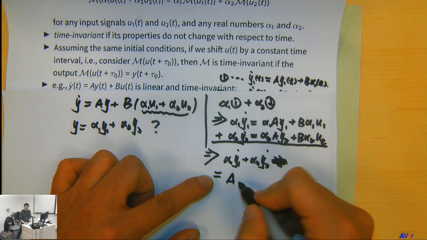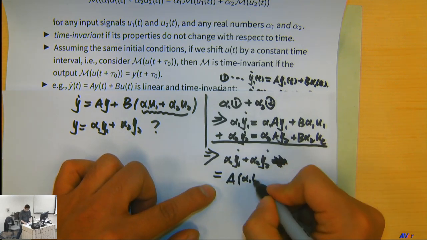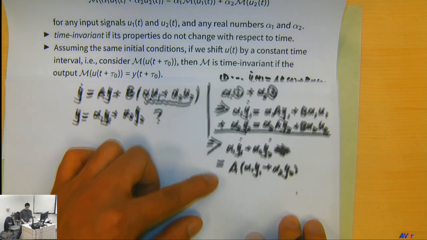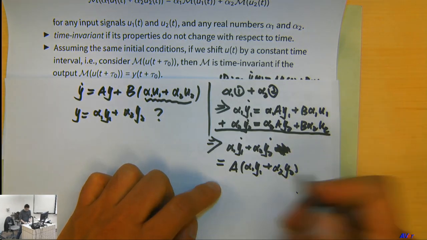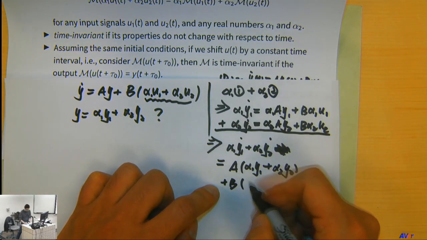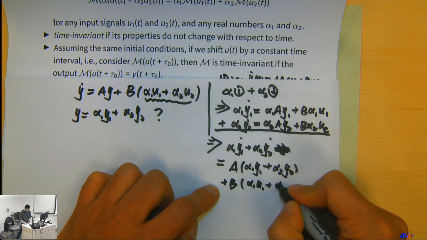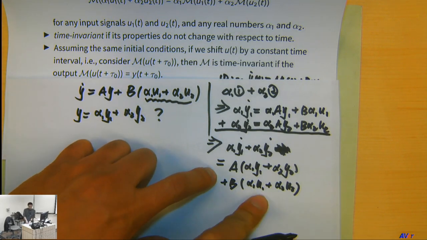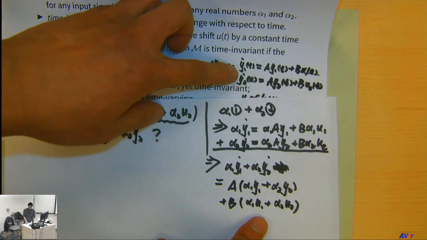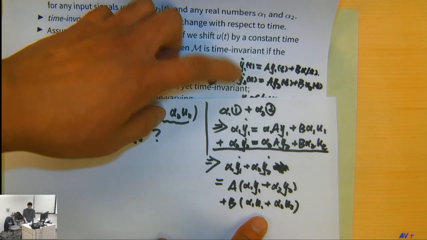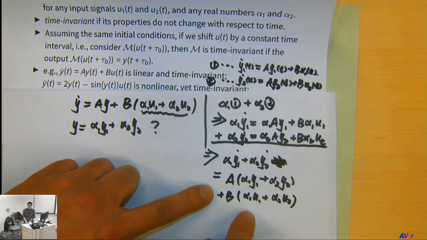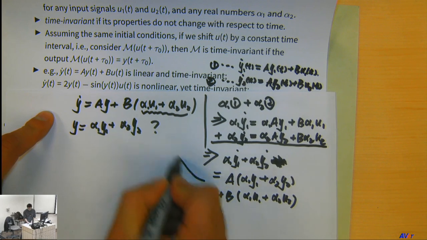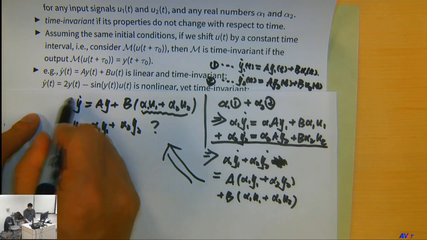So it's going to be A, I'm doing the combination here into one. The two terms, I'm going to combine them into one. Right? And then these two combined together, plus B, alpha 1 u1 plus alpha 2 u2. All right? So these are the facts right off from the definitions of y1, u1, y2, u2. This is what they will satisfy. And I want to be able to check whether this is the case. So from here, can I imply these?